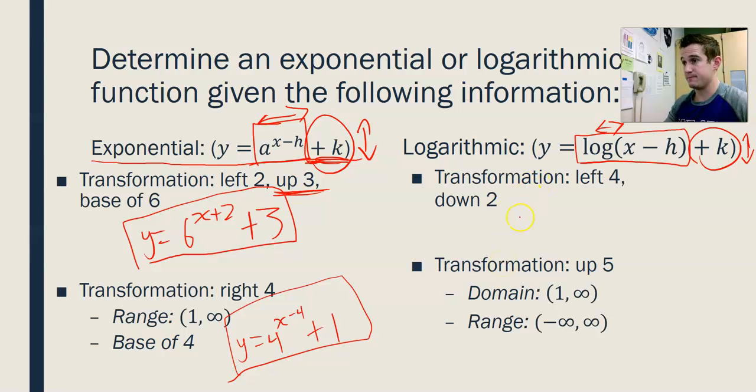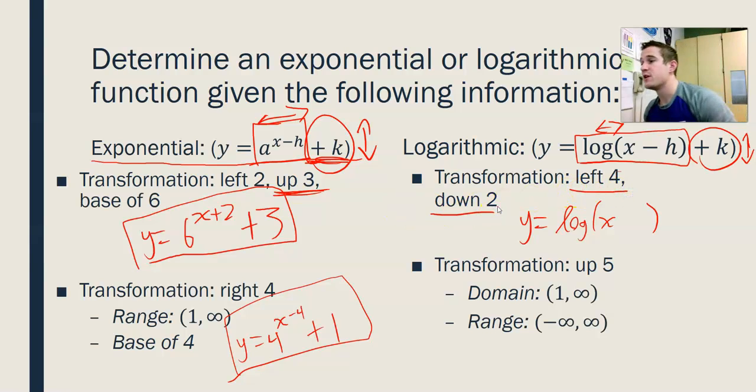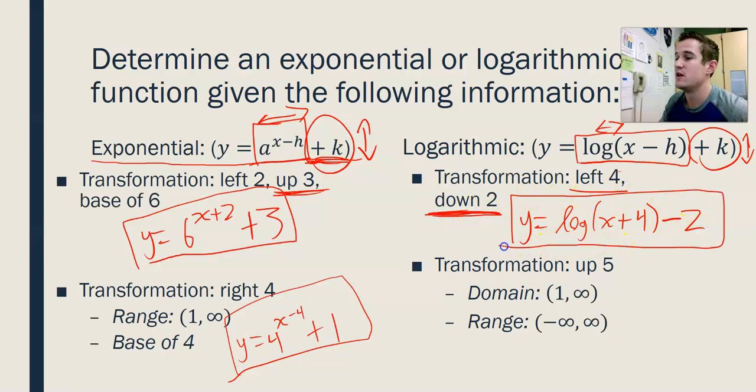Let's try a logarithm. So again, my log function is going to look something like log of x with something in parentheses and then something outside the parentheses. This transformation is left 4, down 2. Remember, my left to right movement is taken care of inside the parentheses. So if I'm moving left 4, this is going to be a plus 4 because it's opposite. And then remember, on the outside of the parentheses, that's what affects my up and down movement. So this on the outside is going to be minus 2. So my function would be y equals log of x plus 4, close parentheses, minus 2.